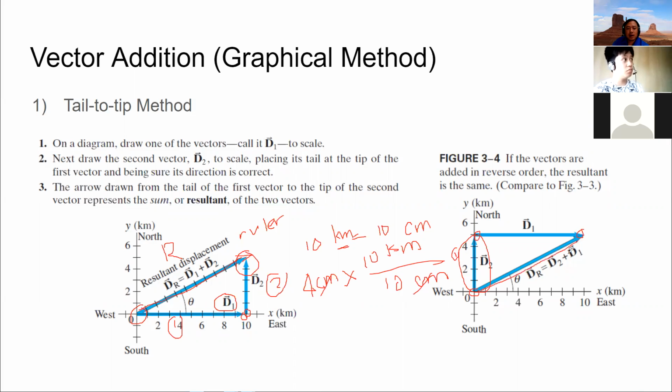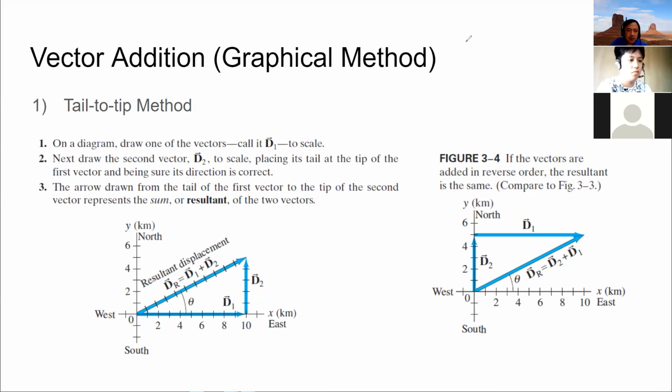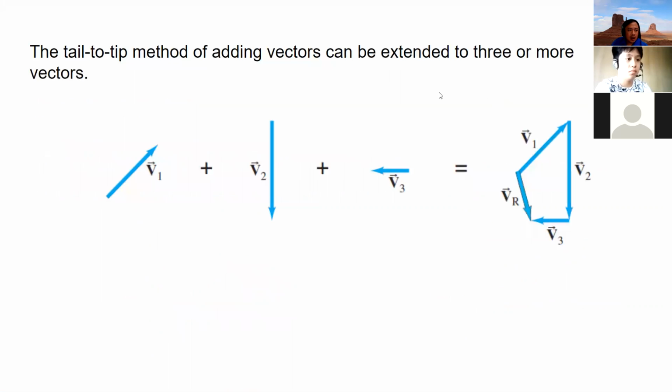So there, and you will notice that they are of the same magnitude even if the order is reversed. So therefore, addition of vectors is commutative. When I say commutative, it can be reversed, so the order can be reversed. Okay? So that's for vector addition using the tail to tip fashion. Okay? So next, if we have three or more vectors, it still works.